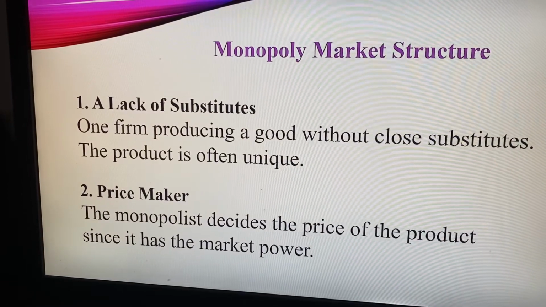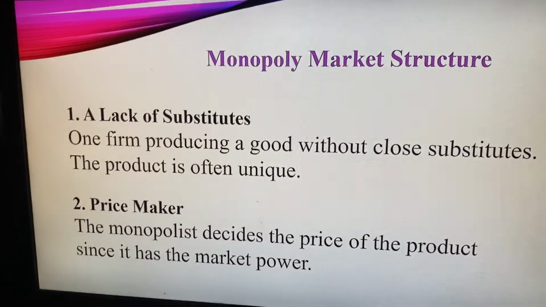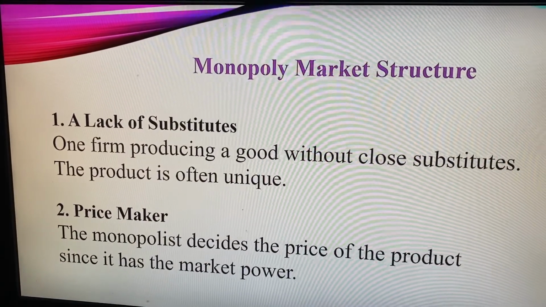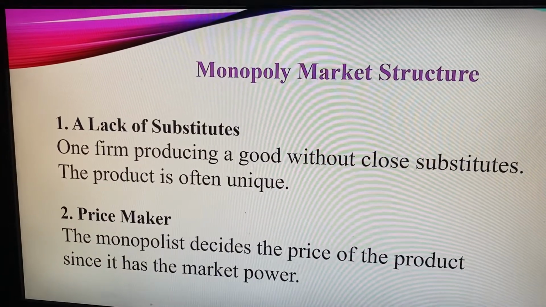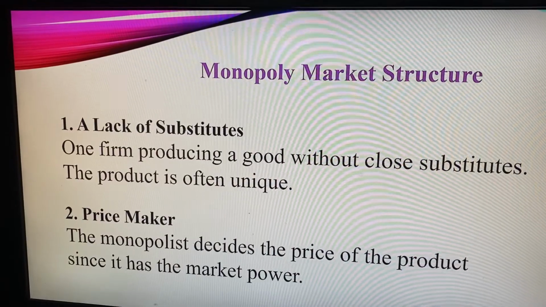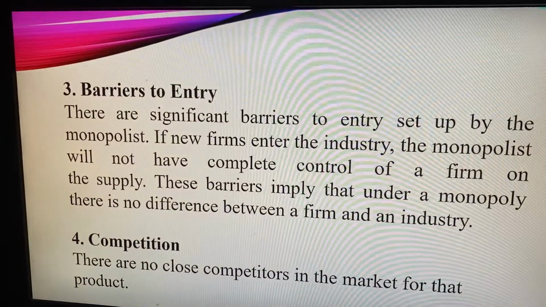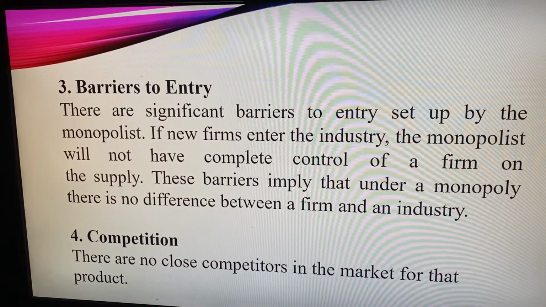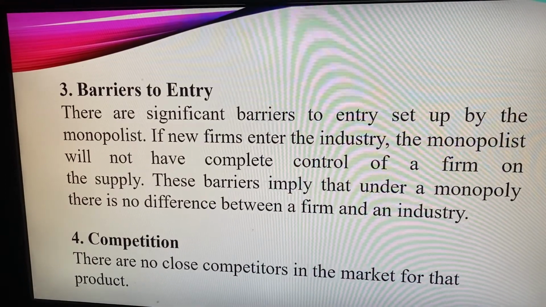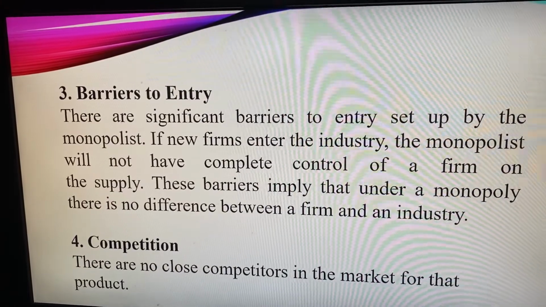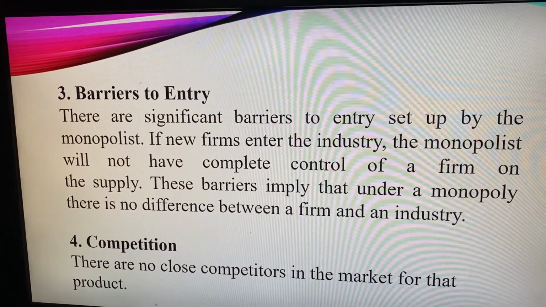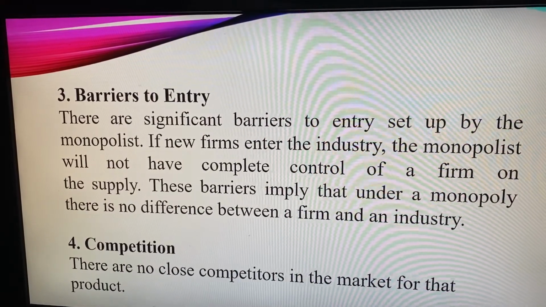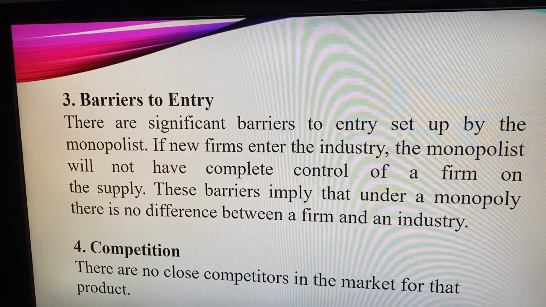Monopoly market structure: a lack of substitutes, one firm producing a good without close substitutes. The product is often unique. Price maker: the monopolist decides the price of the product since it has the market power. Barriers to entry: there are significant barriers to entry set up by the monopolist. If new firms enter the industry, the monopolist will not have complete control over the supply. These barriers imply that under a monopoly there is no difference between a firm and an industry. Competition: there are no close competitors in the market for that product.